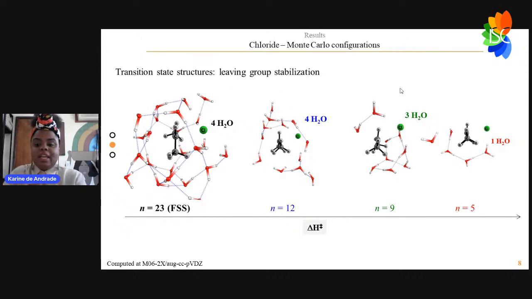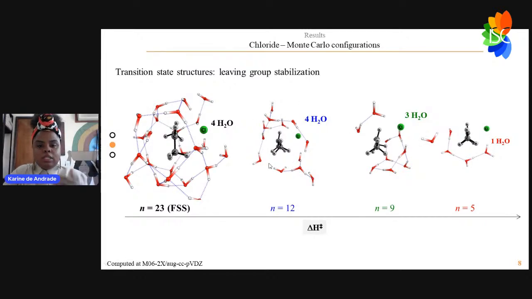And we see that as the number of water molecules interacting with the chloride increases, the energy barrier decreases. In fact, for the simulation of 5 water molecules, the chloride interacts with only 1 water molecule, and this is the highest energy barrier. And in the first solvation shell, the chloride interacted with 4 water molecules, and this is the smallest energy barrier. I also want to highlight that besides the first solvation shell, we have 23 water molecules, there is no difference in the water interacting with the chloride.